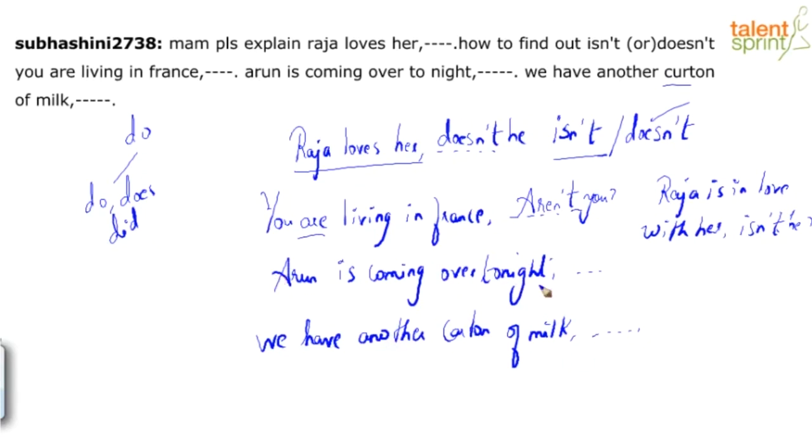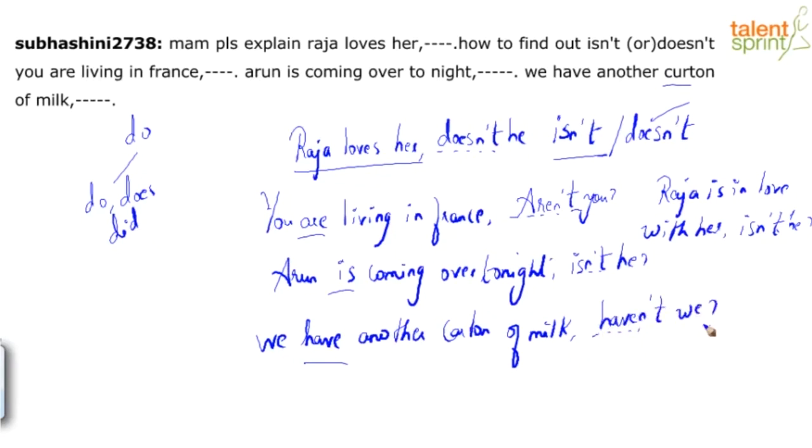Arun is coming over tonight. Easy one. Arun is coming over tonight. Positive sentence. Is there? What do you do? I need a negative tag. What should it be? Yes, isn't he? Correct. We have another carton of milk. I have. It's a positive thing. So what should come in the tag? Last one. Have is there. Haven't we? Yes, that's it.